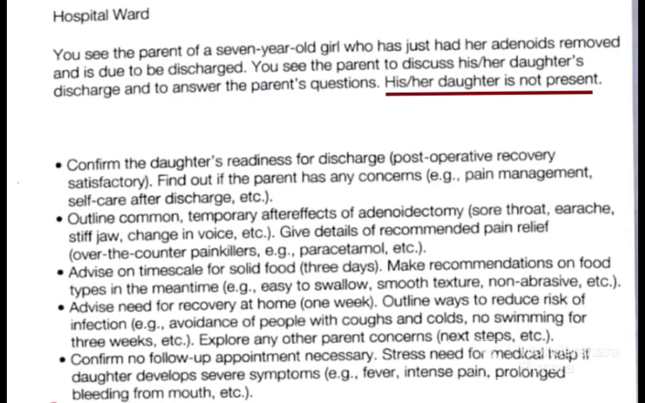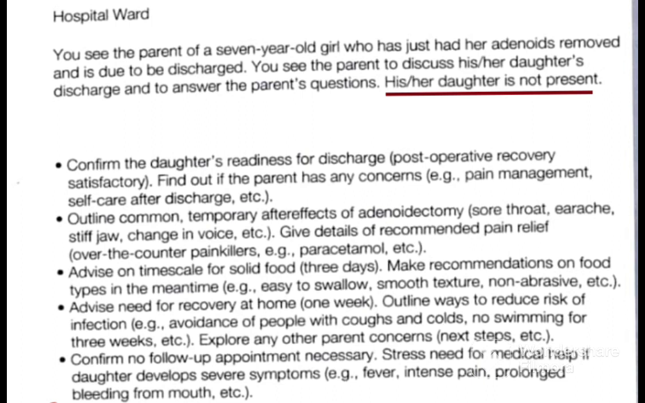And the next task is a hospital ward. You see the parent of a 7-year-old girl who has just had her adenoids removed and is due for discharge. You see the parent to discuss his or her daughter's discharge and to answer the parent's questions. His or her daughter is not present. Here also you have to take care. The patient is not present, the daughter is not present. So your talk is going on in the corridor or at the nursing station or somewhere else. So the confirmation of the patient's name is mandatory. And you can just start like this.